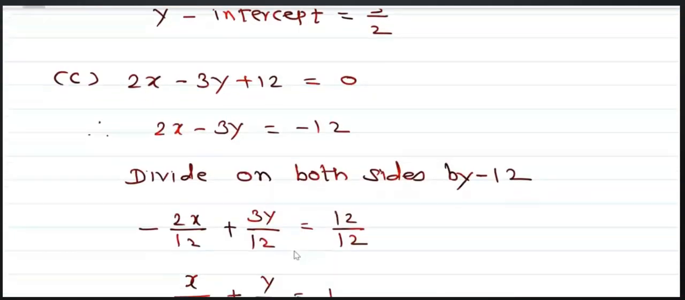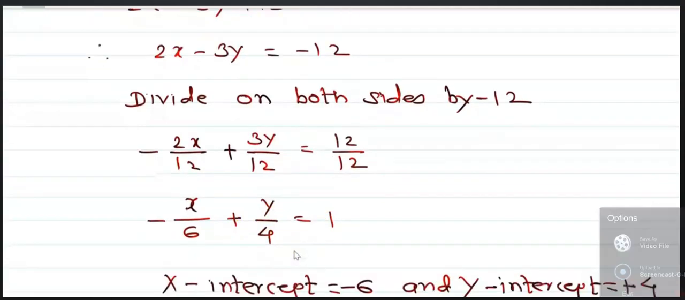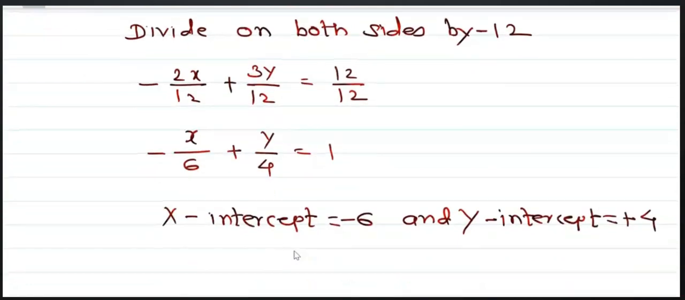Next is, now this is the equation of the line. We will find out the x-intercept and y-intercept. 2x minus 3y plus 12 equals 0. It's written as 2x minus 3y is equal to minus 12. Divide on both sides by minus 12. Then minus 12 upon minus 12 will become plus 1. Minus 2x upon 12 and minus 3y upon minus 12 will again become plus. That is x upon minus 6 plus y upon 4 is equal to 1. Therefore, the x-intercept is minus 6 and the y-intercept is 4.